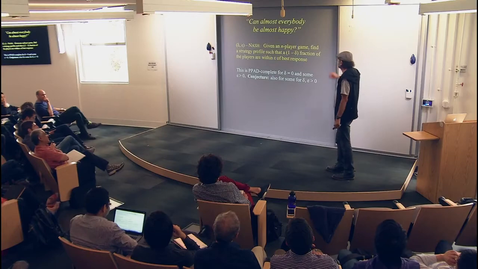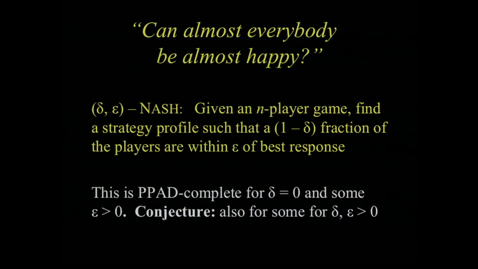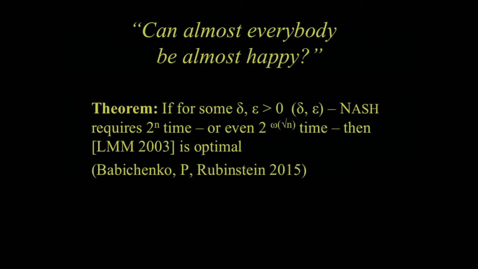Given an n-player game, can we find a strategy profile such that one minus delta fraction of the players are within epsilon of best response? That's a very interesting problem, and we know that this is PPAD-complete for delta equals zero. That's an obvious result, and the conjecture is that for some small delta it's still PPAD-complete. This is the conjecture. If you strengthen the conjecture a little, then you have a very interesting result. So here is a theorem.